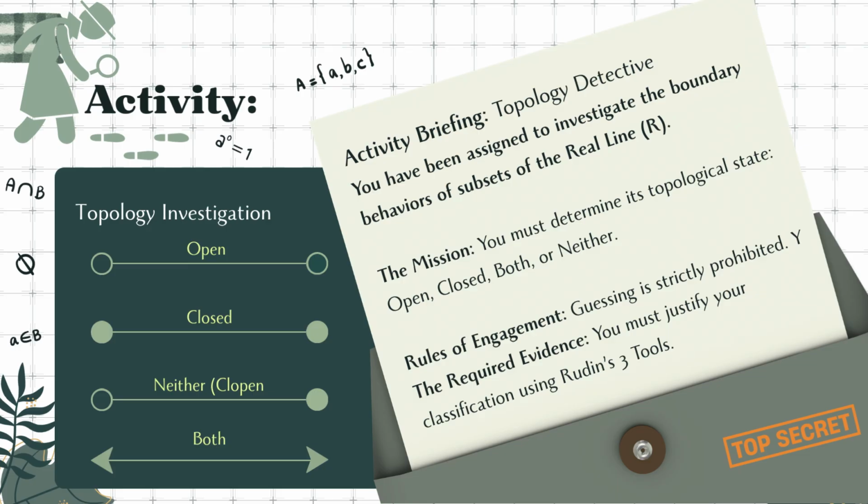All right, my topology detective, you've been assigned 3 top secret activity files to investigate the boundary behavior. Your mission? Determine its topological state. Is it open? Is it closed? Both or neither? Use your knowledge from today's lesson. Make sure to read carefully the rules of engagement and the required evidence. Statements of open, closed, neither or both are not always enough. All right, you got this.